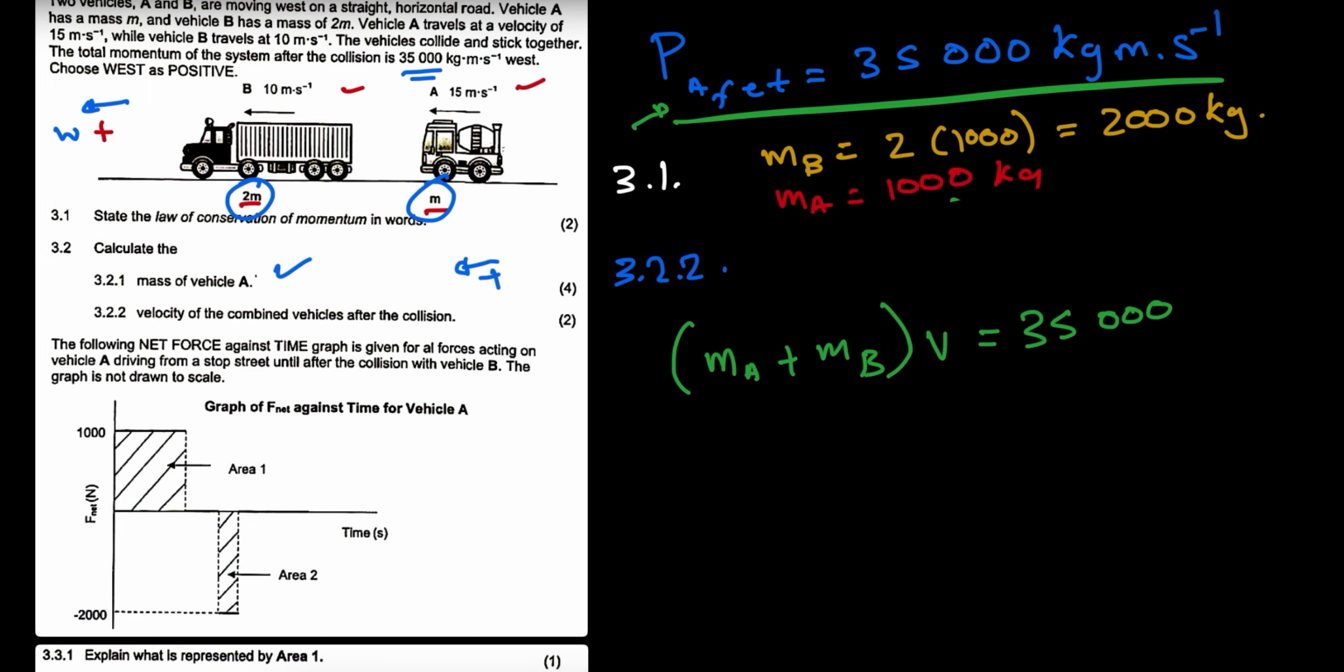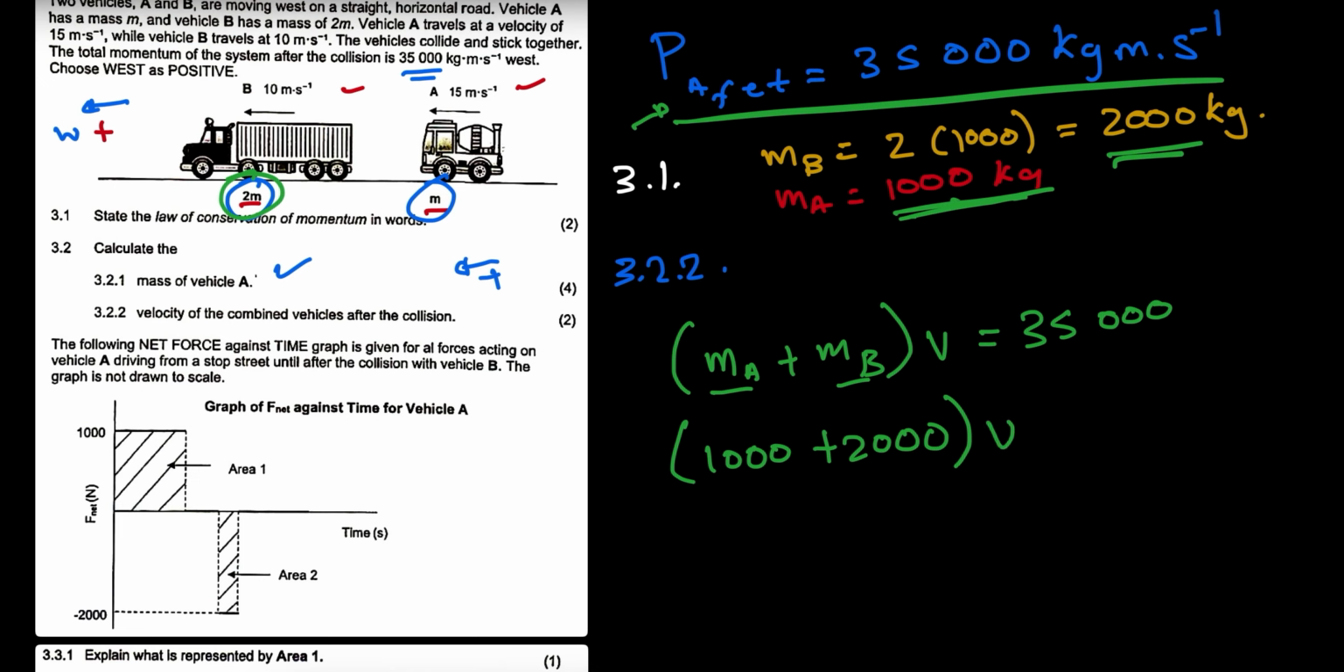So what we have to do now is substitute the mass of A and the mass of B. Please be careful. The mass of A is 1,000, but the mass of B is 2,000, since we now have a mass of B as 2 times the mass of A. So we're going to substitute the masses. The mass of A is 1,000 and the mass of B is 2,000.